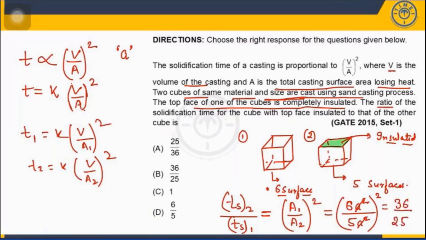Very simple problem. The only thing you have to understand is the language of this question. If one of the surfaces is insulated, that means it is not taking part in the heat transfer. So only 5 surfaces are there. So what is the surface area? 5a square. In the first case, all 6 faces are responsible for the heat transfer, so 6a square. So 6 by 5 whole square will be 36 by 25. B will be the correct answer.